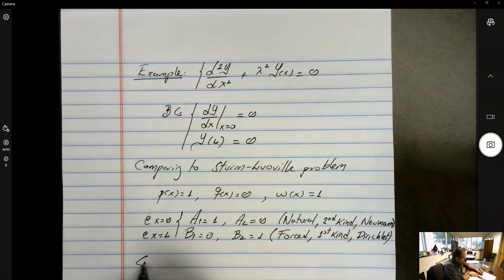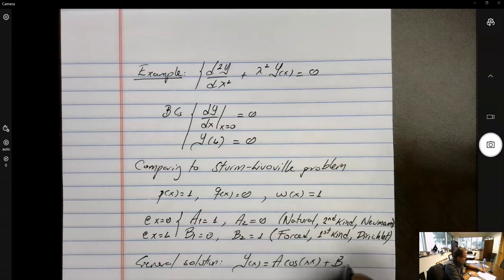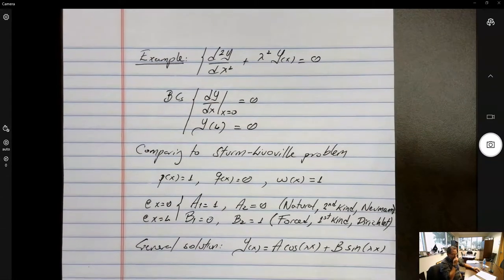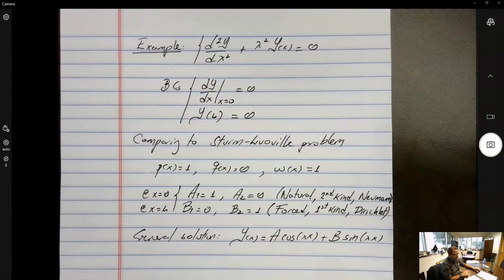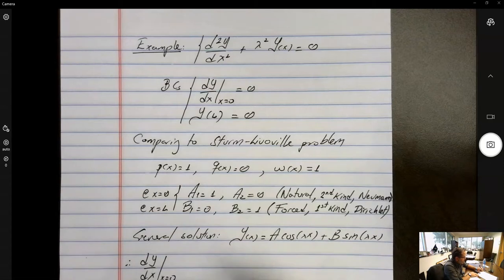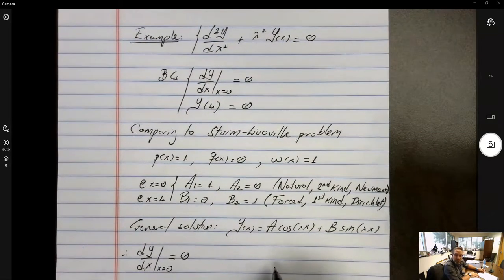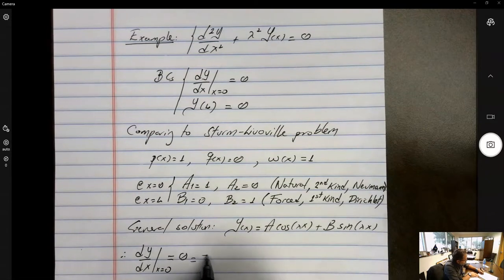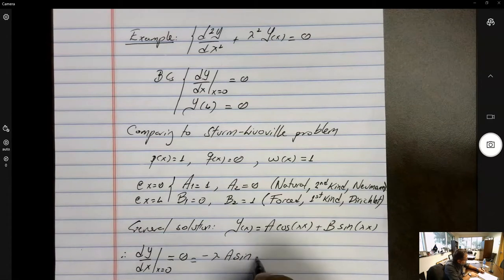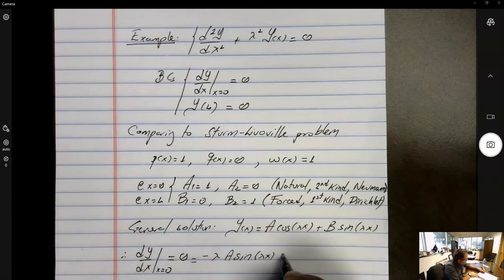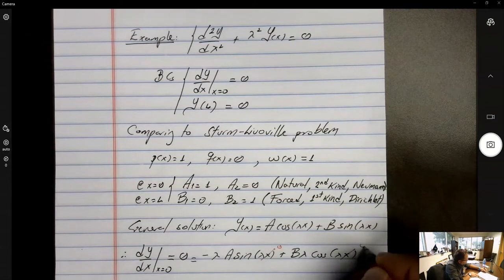All right, the general solution. Y of x is equal to A cosine of lambda x plus B sine of lambda x. Okay, so far everything looks identical to the problem that we already solved. It's just that when we impose the first condition at x equals 0, and given that it's a homogeneous condition, it's equal to 0, the derivative of these is minus lambda a sine lambda x plus lambda b cosine of lambda x. And this will be at x equal 0.